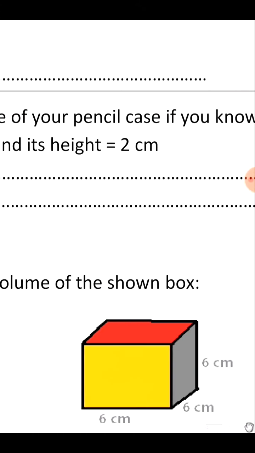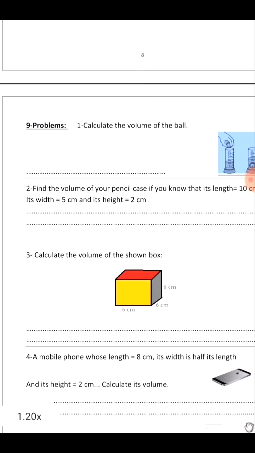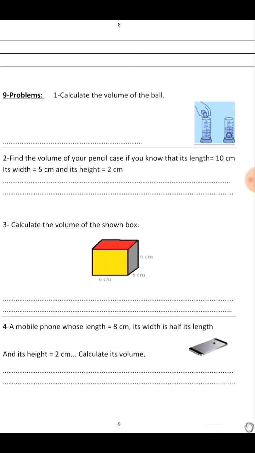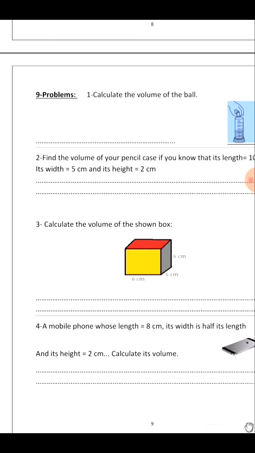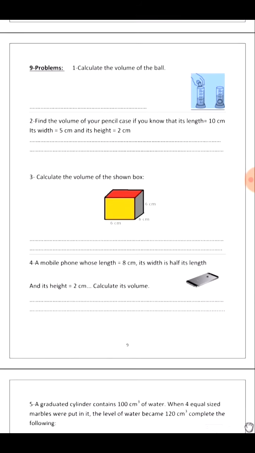Okay. Number 2. Find the volume of your pencil case if you know that its length equal 10 centimeters, its width equal 5 centimeters, and its height equal 2 centimeters. Excellent. We will use the law that volume equal length times width times height. So the volume will be 10 times 5 times 2. It will equal 100 cubic centimeter.